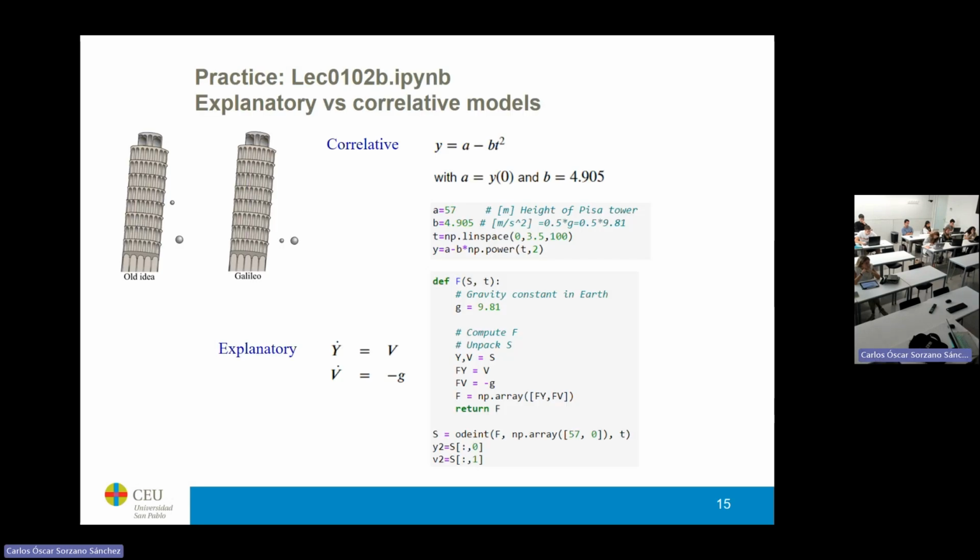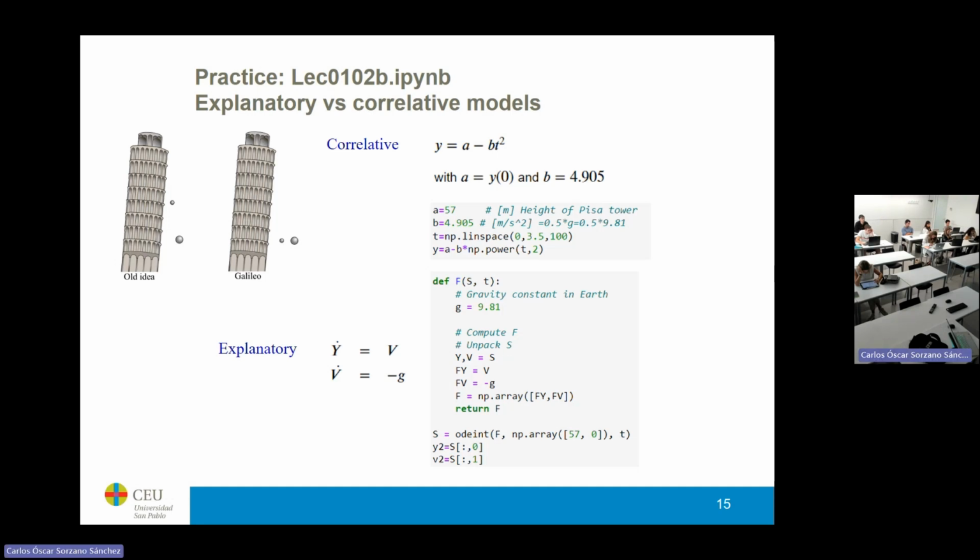And here is an example of a correlative model or an explanatory model. So a correlative model is, let's say that you have this experiment where you throw a couple of balls from the Pisa Tower and you try to measure the time it takes to go from the top of the tower to the ground. And so our model will be the height will depend on time, and will depend on time in that way. So I will start at the top of the tower.